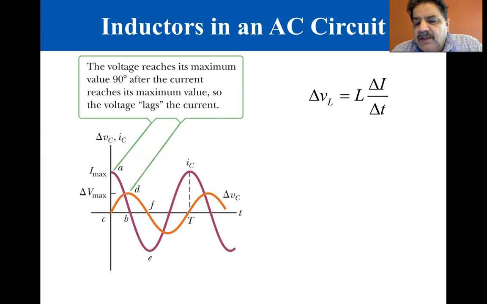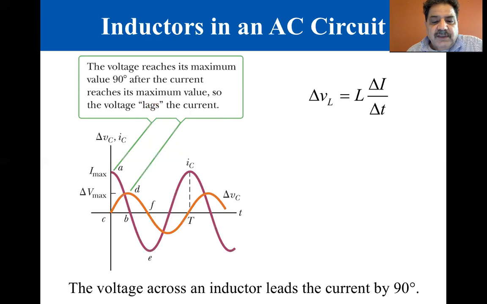When a sinusoidal voltage is applied across an inductor, the voltage reaches its maximum value 1/4 of an oscillation period before the current reaches its maximum value. In this situation, we say that the voltage across an inductor leads the current by 90 degrees. The voltage across an inductor always leads the current by 90 degrees. Now, why is this the case?